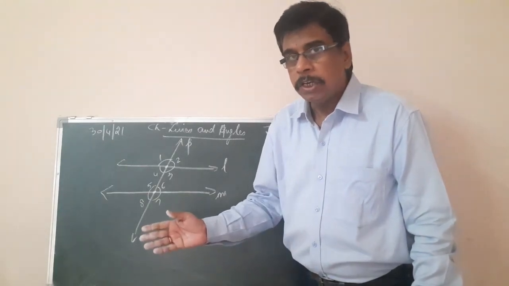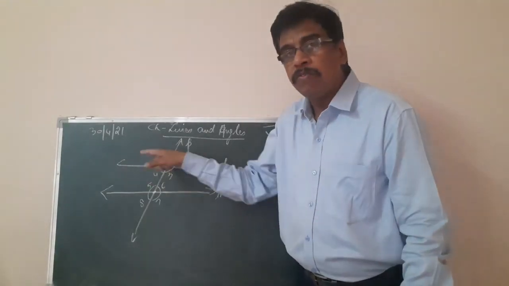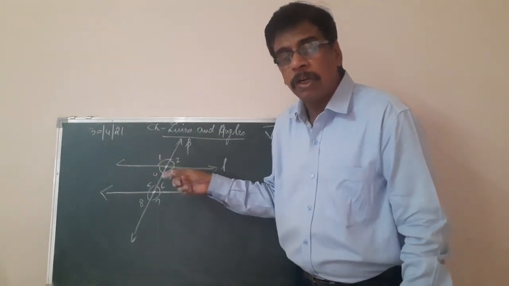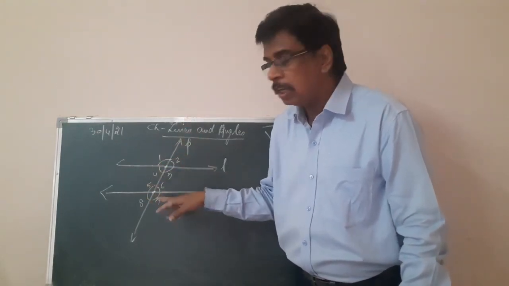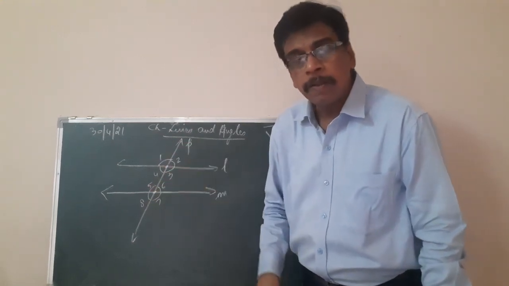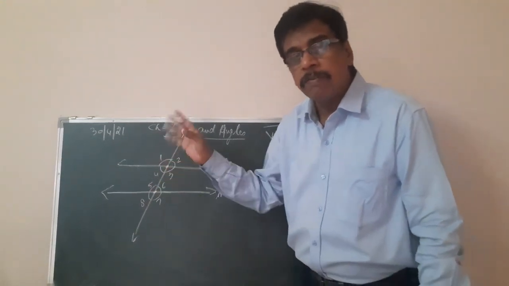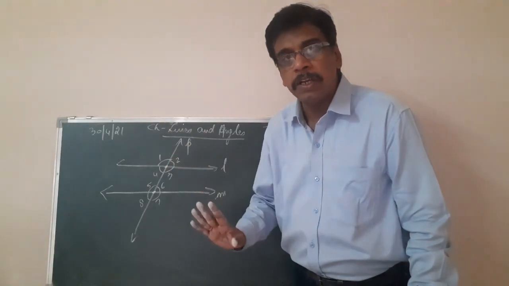I explained to you linear pair also. Angle 1 and 2, they form a straight line. Two adjacent angles in a straight line, linear pair. Similarly, 3 and 4 linear pair. 5 and 6 linear pair. 7 and 8 linear pair. Why? Because if one angle is given, we can find the other with the help of linear pair.